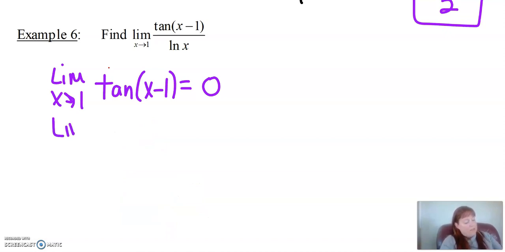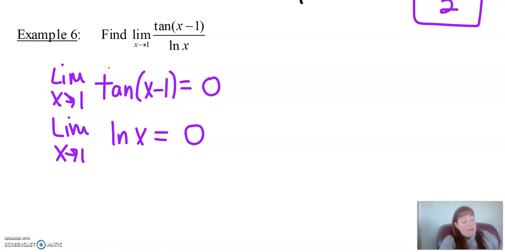And then we have the limit as x approaches 1 of ln of x. We're going to substitute in, well, that's ln of 1. And what's ln of 1? It's 0. Log base anything of 1 is 0. So we have a L'Hopital's thing right here, which you probably guessed by the fact that I was evaluating them separately.